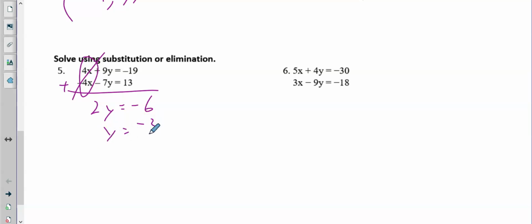I plug that back into either one. I would be careful, if you plug it in here, you're going to get positive 21. If you plug it in here, you're going to get negative 27. Just pay attention to that. You're going to get x equals 2 when you're done. And there you go. Now this one, it doesn't matter. You can choose 15, negative 15, or 36 and negative 36. Your choice.